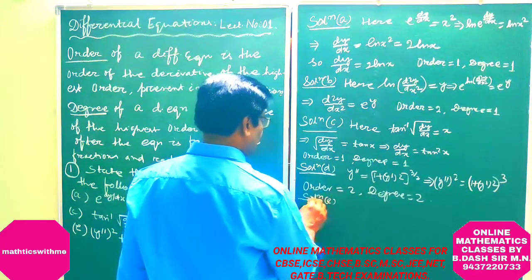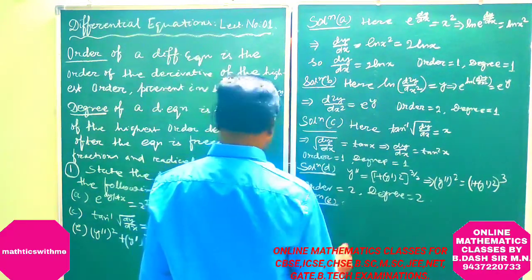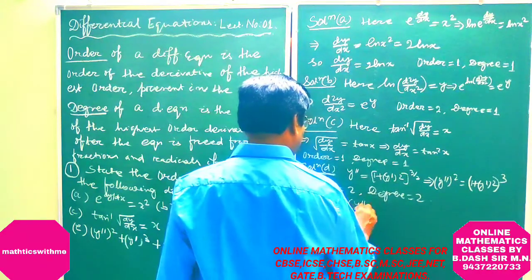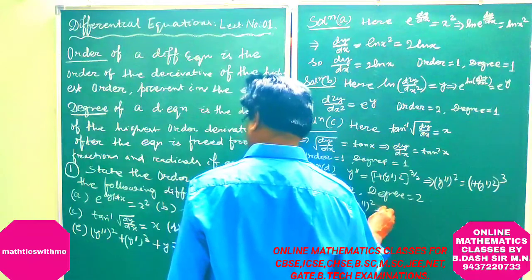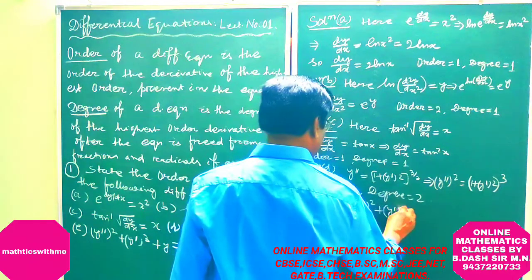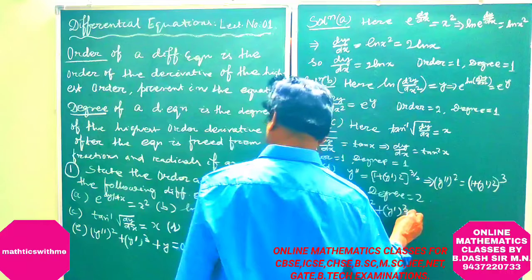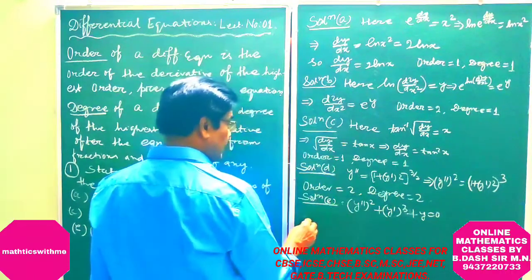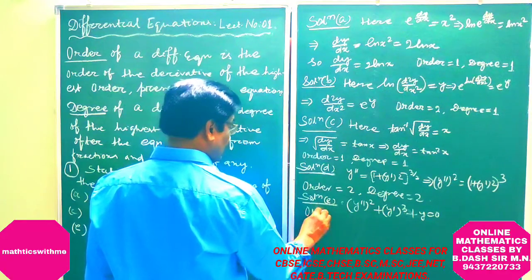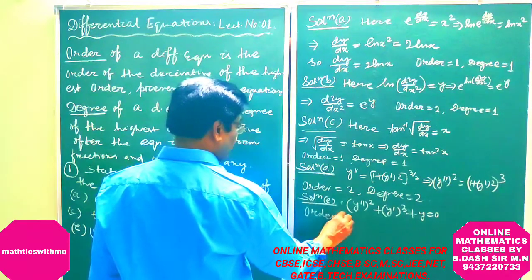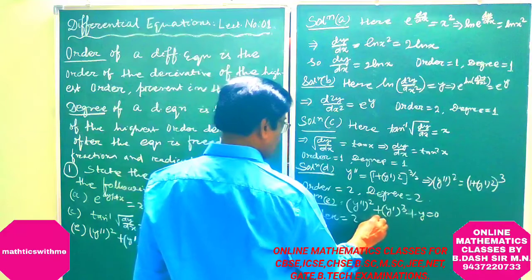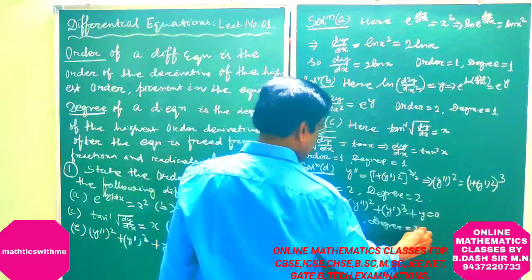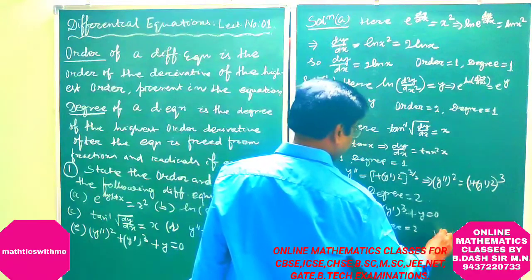Then solution for E. Here y double dash square plus y dash cube plus y is equal to 0. So clearly order is equal to 2 and the degree of the differential equation is 2.